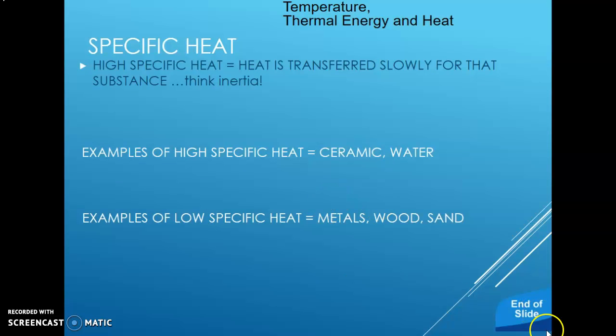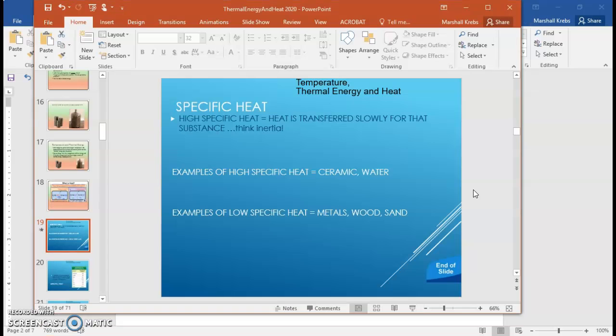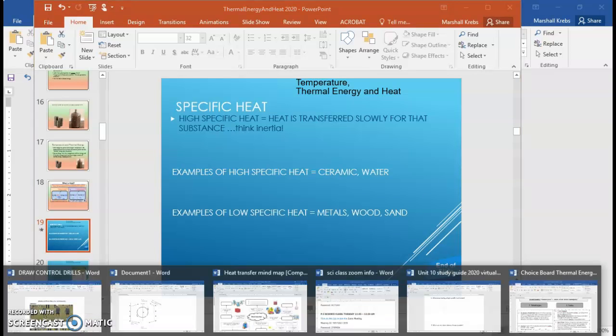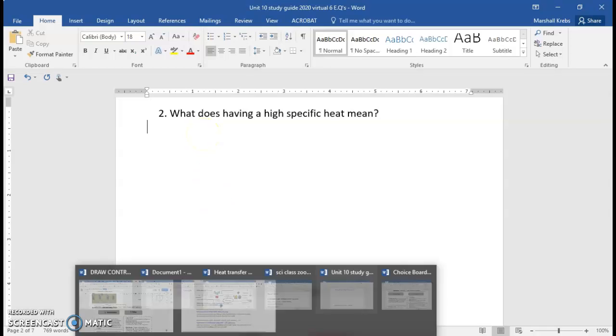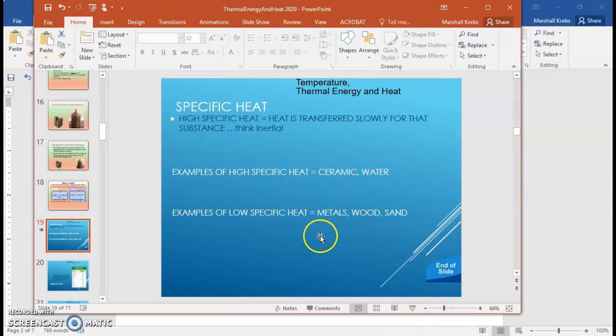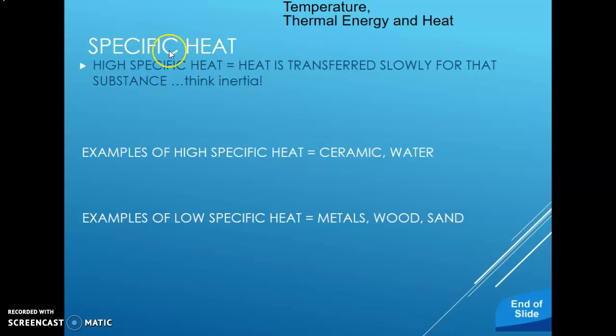Okay, so in your notes, let me back over to your notes real quick so that you can follow along. And here it is. So what does having a high specific heat mean? So to cut to the chase, this is what it is. Having a high specific heat basically means how slowly or how quickly heat is transferred. It's basically called thermal inertia. So for something with a high specific heat, heat is transferred slowly for that substance.